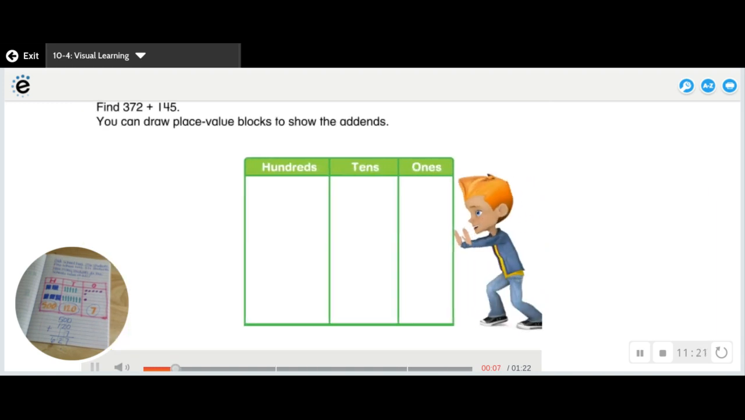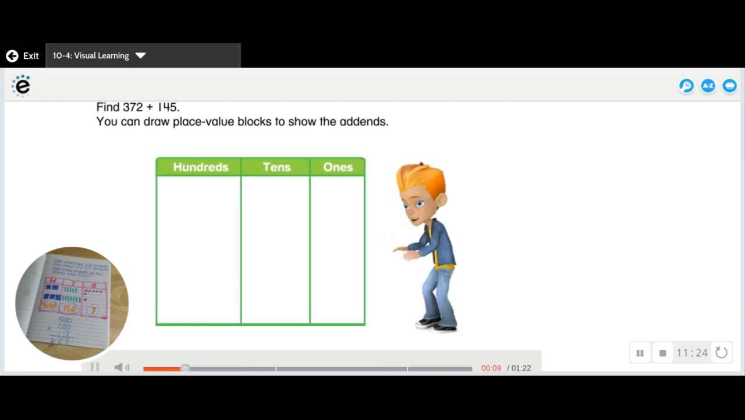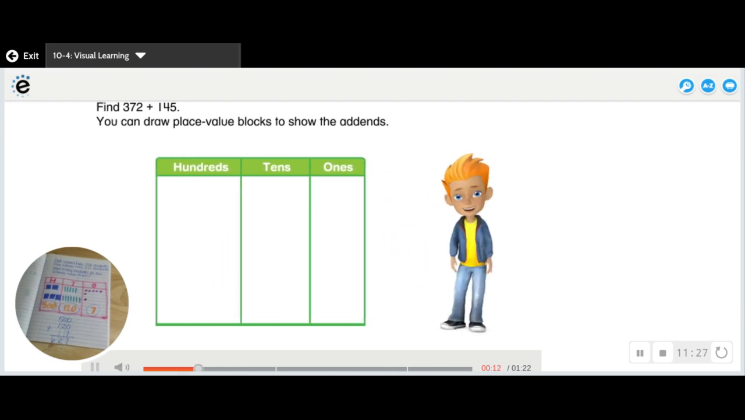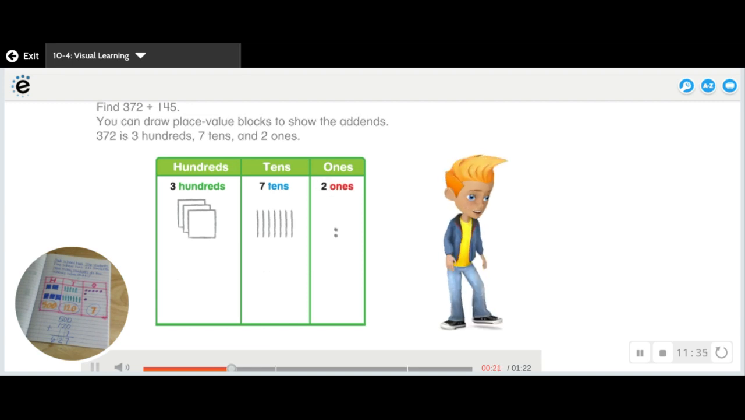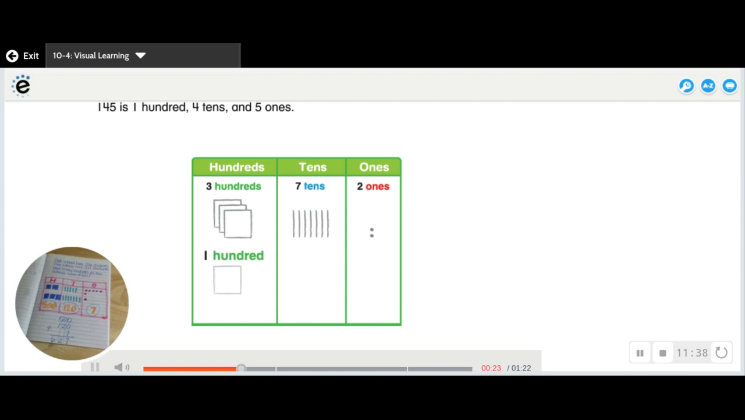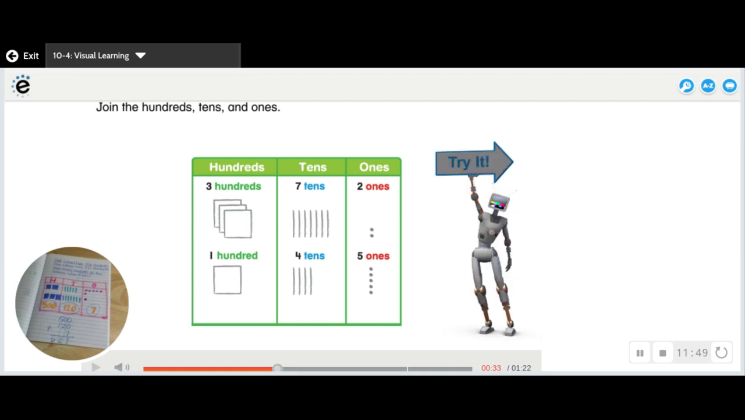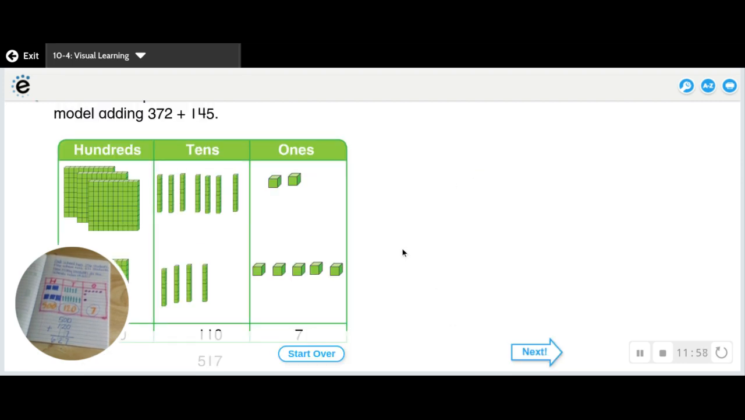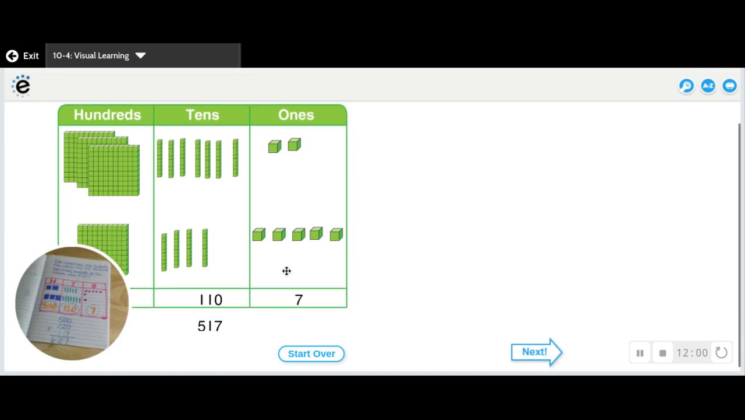Find 372 plus 145. You can draw place value blocks to show the add-ins. 372 is 3 hundreds, 7 tens, and 2 ones. 145 is 100, 4 tens, and 5 ones. Join the hundreds, tens, and ones. Okay, so when we do this, let's go ahead and try it, and I'll talk through as we try it, okay? So looking over here, it's going to be hard to see the hundreds place, isn't it?